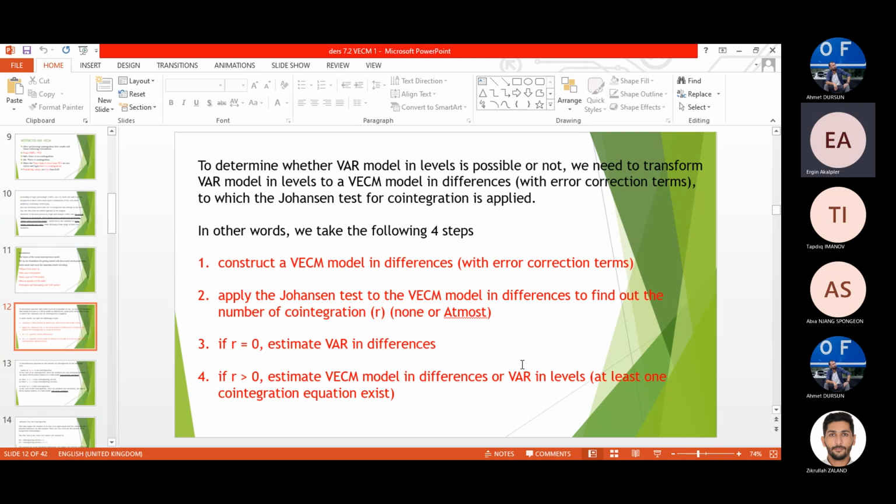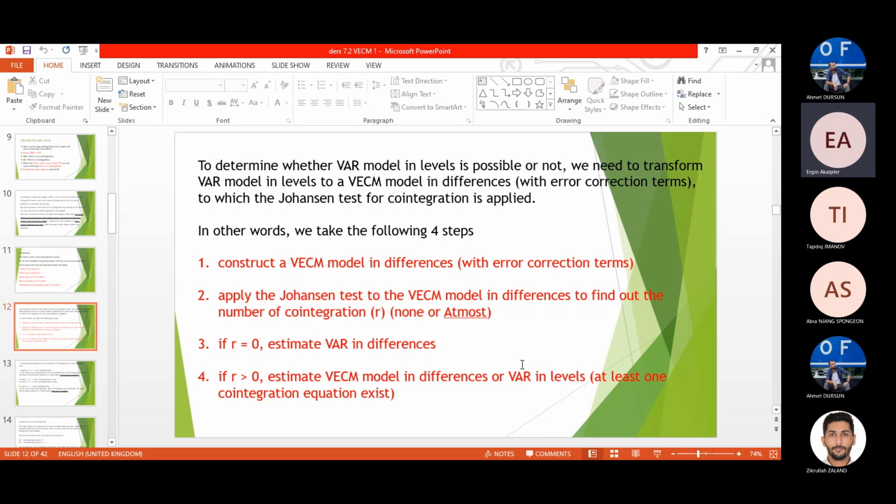To determine whether a VAR model in levels is possible or not, we need to transform the VAR model in levels into a vector error correction model in differences with error correction terms, to which the Johansen test for co-integration is applied. In other words, we take the following 4 steps. First, we construct a vector error correction model in differences with error correction terms. Second, we apply the Johansen test to the vector error correction model in differences to find out the number of co-integrations, the so-called R: none or at most.